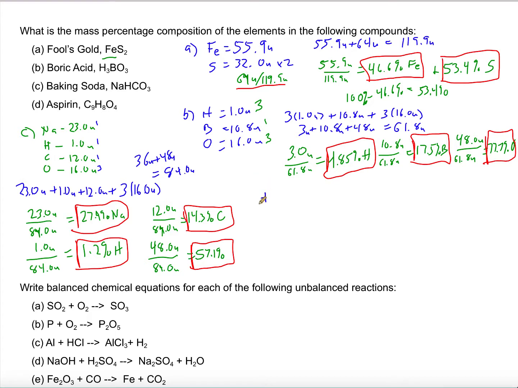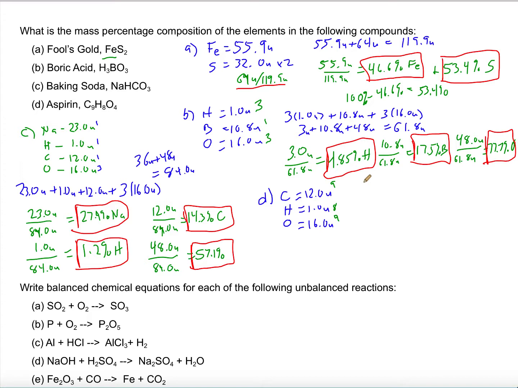The last one we want to look at is aspirin, which has carbon, hydrogen, and oxygen. Now we've already done all of these elements before, so we know that carbon is 12 units. We know that hydrogen is 1 unit. And we know that oxygen is 16 units. So let's add them up. What are the quantities that we have? Well, in this case, we have 9 carbon atoms, 8 hydrogen atoms, and 4 oxygen atoms. So we've got to add all of those up together.